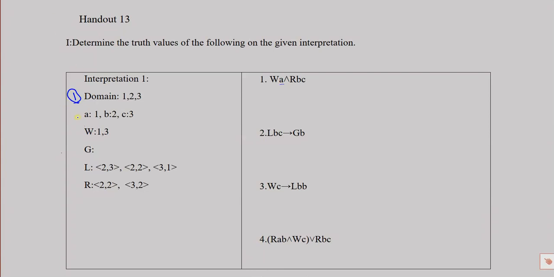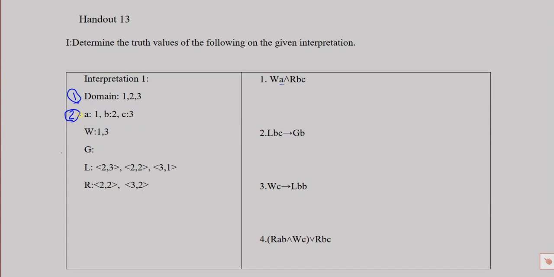The second element of an interpretation, if you're interpreting sentences that involve names, like the sentences that we have on the right, is that you need to assign objects to those names. So here we assign object 1 to name a, object 2 to b, and object 3 to c. Basically we are saying that the name of object 1 is a on this interpretation. You can assign any name to any object. Again, this is a given interpretation, so in this one the names are assigned this way.